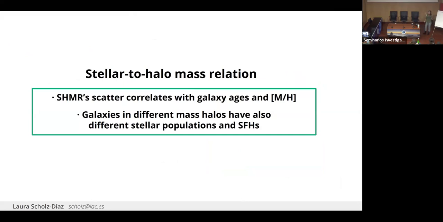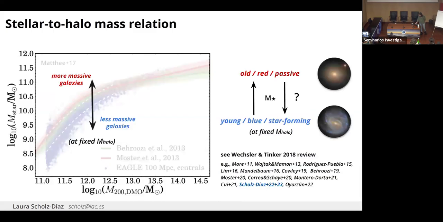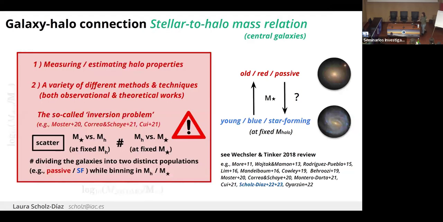When we compare these results with other works in the literature, we find that there's quite a lot of debate in the field. While we find, and other works find, that at fixed halo mass, more massive galaxies tend to be older, redder, or passive, others find that they tend to be younger, bluer, and star forming. In principle, they suggest opposite results. But there's quite a lot of discrepancy in the field because of mainly these different reasons. So this is more of a technicality. So again, if you want to ask me later, please do so.